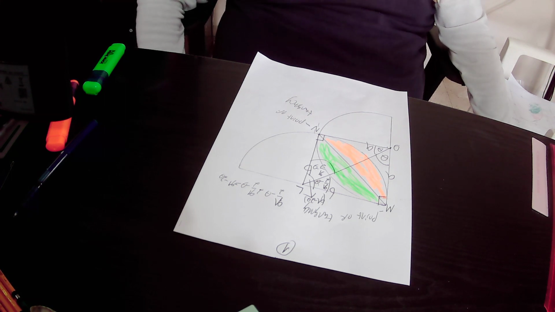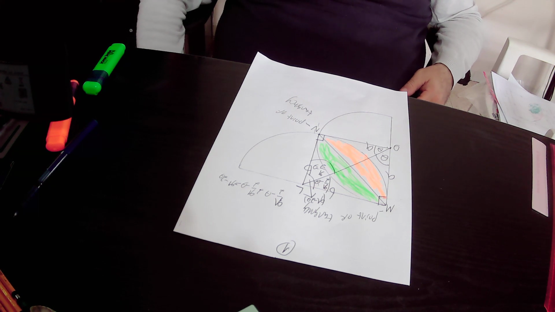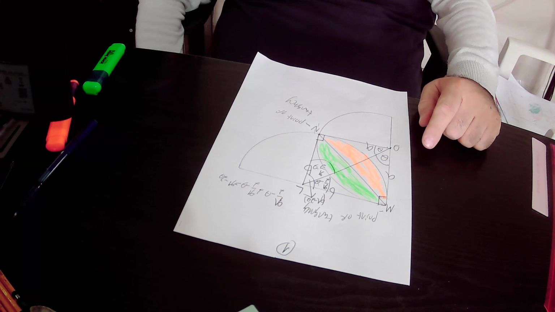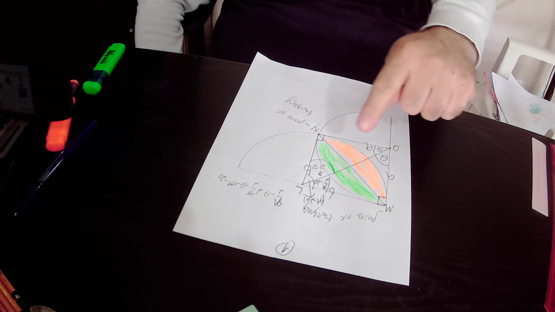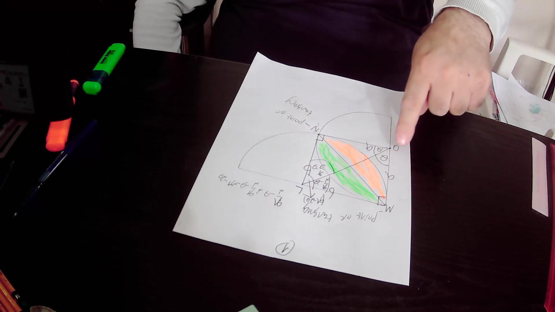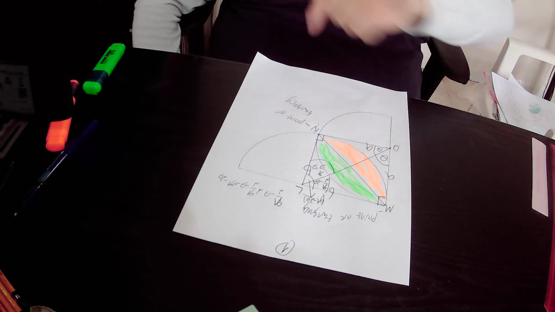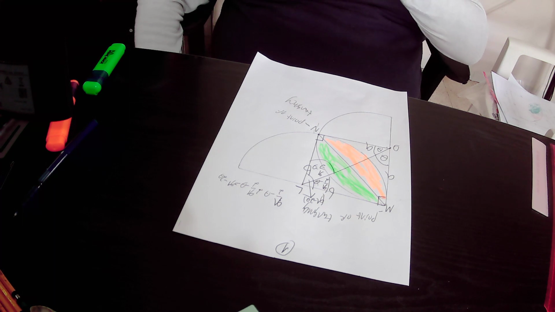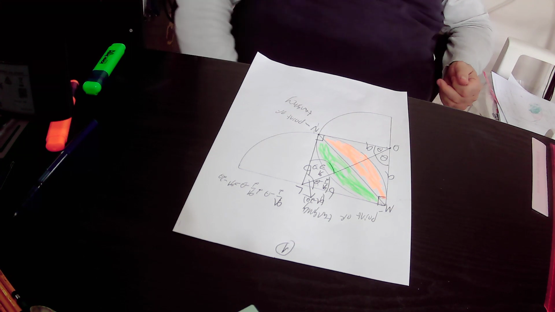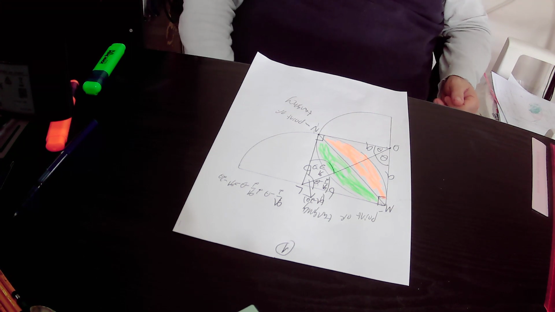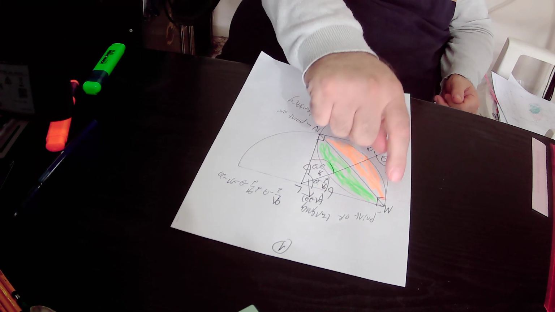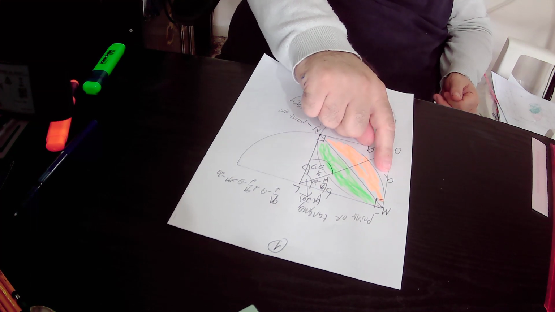Okay, so here, first of all, we define the center of this semicircle as point O, and we define the center of this semicircle as point L. The radius of this semicircle is A, while the radius of this semicircle is B. O is the center of the semicircle, M is a point on the semicircle itself, therefore OM is the radius of this semicircle, that is A.